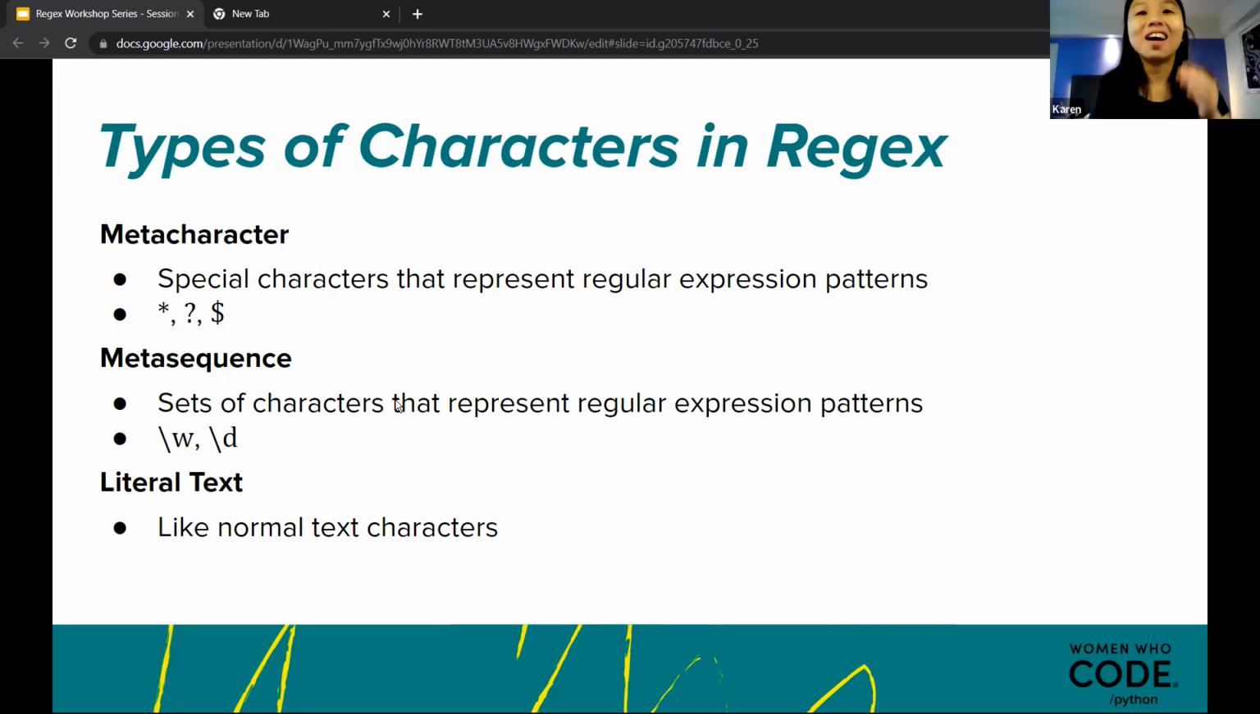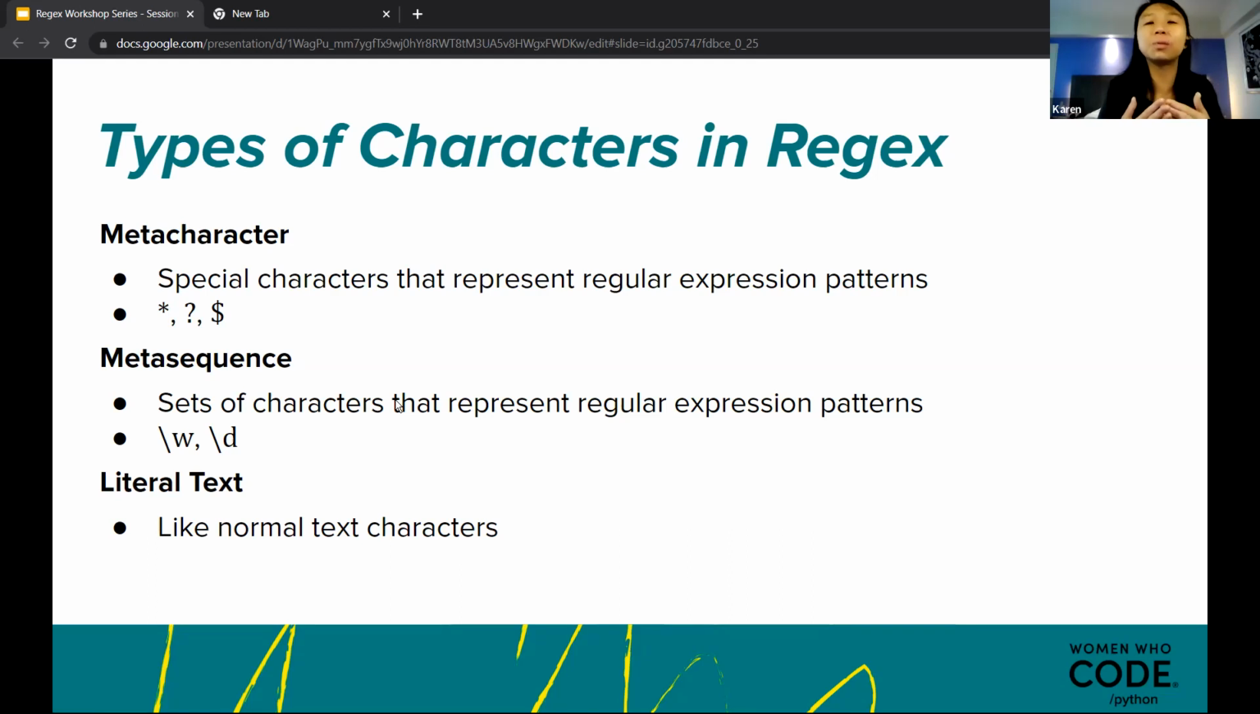\n is a new line. If you're doing a lot of CSVs, or if you ever process text in multiple paragraphs, in any form of language, you will definitely encounter new line. That \n is part of the meta sequence in regular expressions.